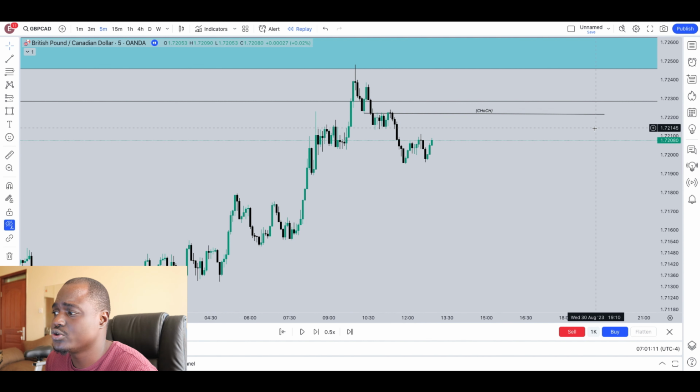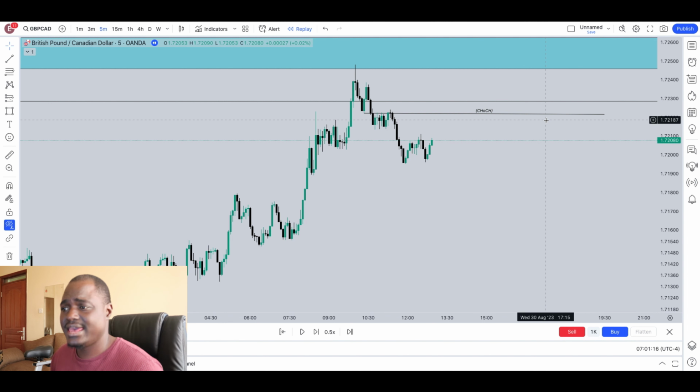Once I've been able to identify a change of character or a market shift, I go ahead to identify a supply zone. Now, what will assist me to identify a supply zone? I need to employ either the use of the Fibonacci tool or the identification of an order block. In this case, I can see a bullish momentum candlestick that was able to influence this change of character.